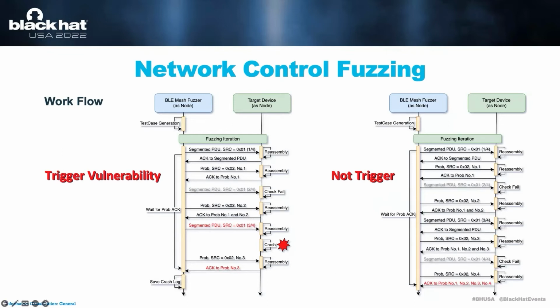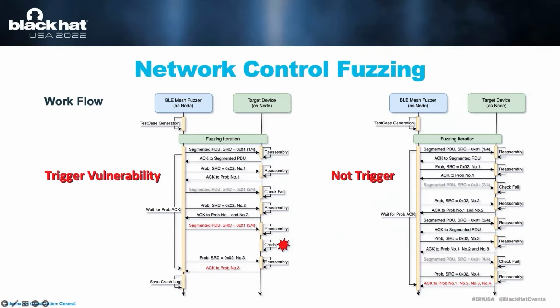And then the fuzzer sent the third segmented packet and triggered a crash on the target device. And next, the fuzzer sends a probe to the target device. And now is the critical point. If the mesh service on the target device is permanently down, the fuzzer will find that the ACK to the probe is missing, so a crash has occurred. This is the simplest case.